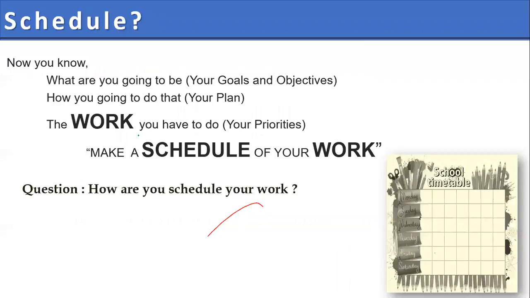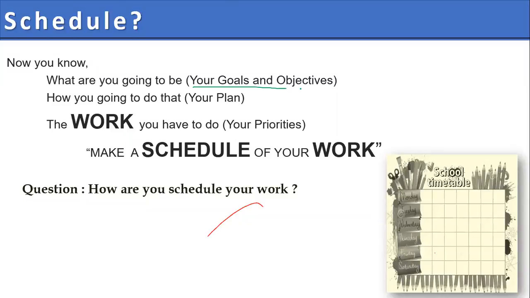Then schedule. Actually we need a schedule, otherwise you will miss some activities, maybe important or urgent activities. That's why we need to keep a schedule. Now you know what you are going to be: your goals and objectives.